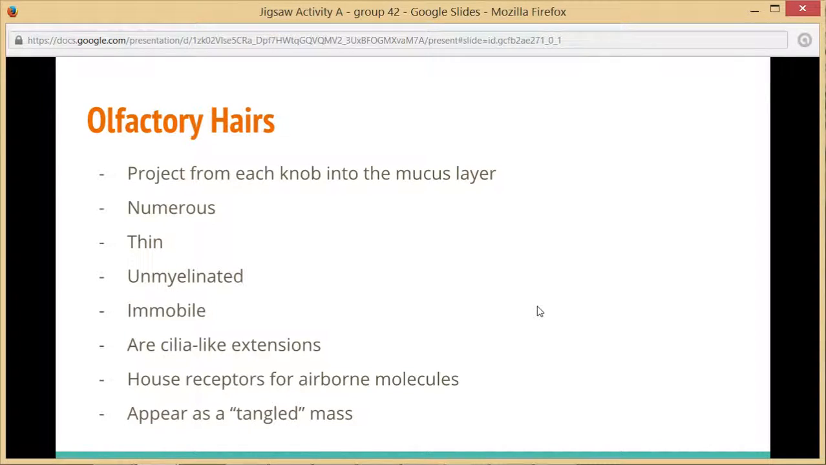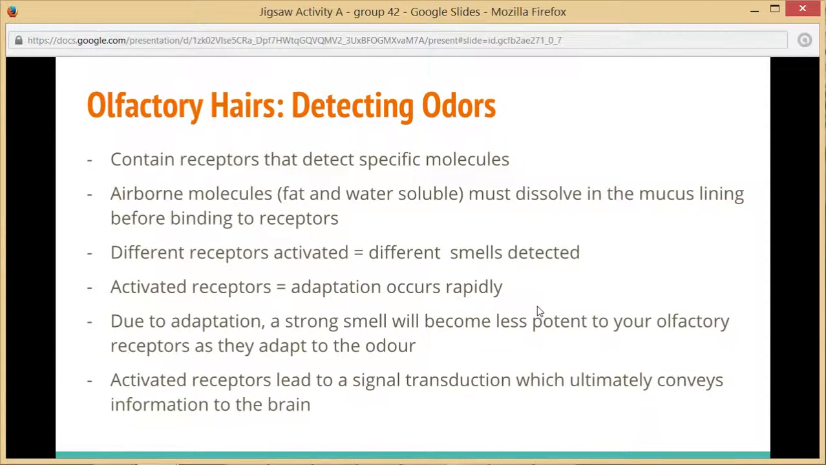How do these receptors distinguish between different odor molecules in order to convey the right message to the brain? Well, this is done because the olfactory hairs contain different receptors for different odors. Therefore, the olfactory receptor cells, which are neurons, can transmit a different signal, i.e. a different smell, depending on what receptor is being activated.